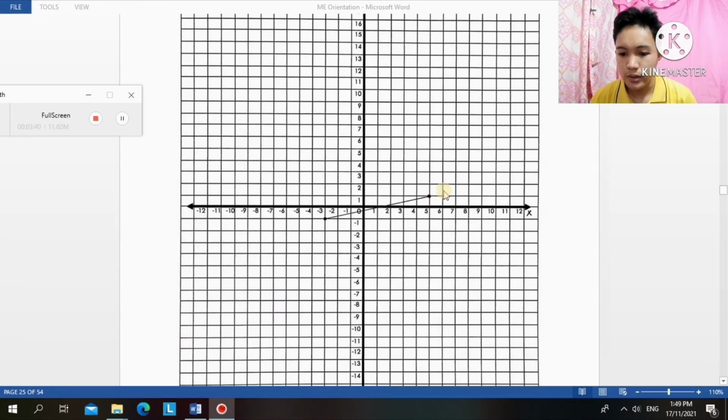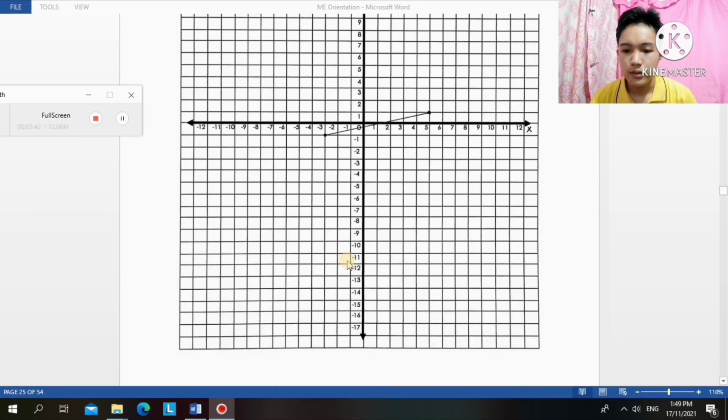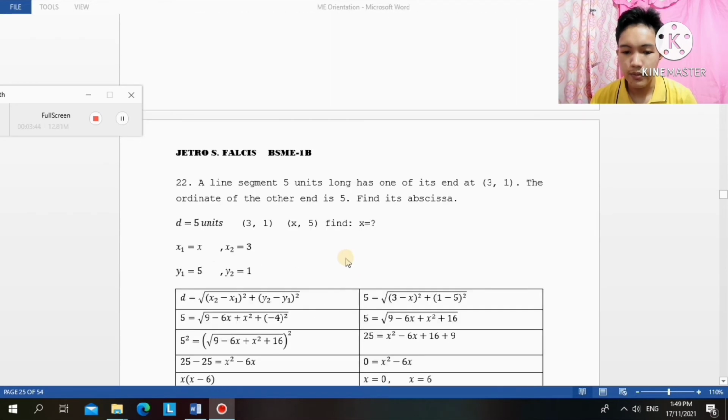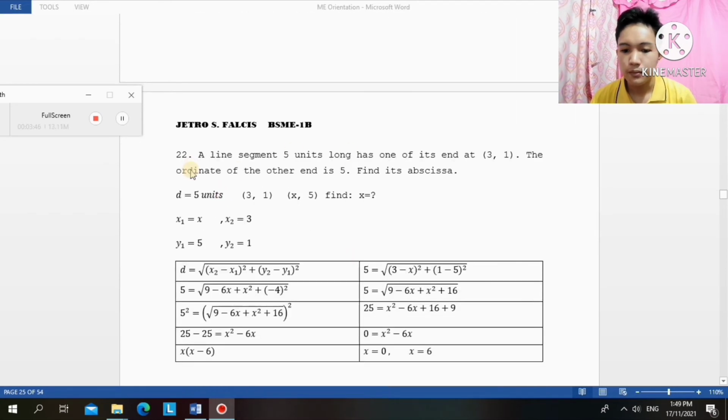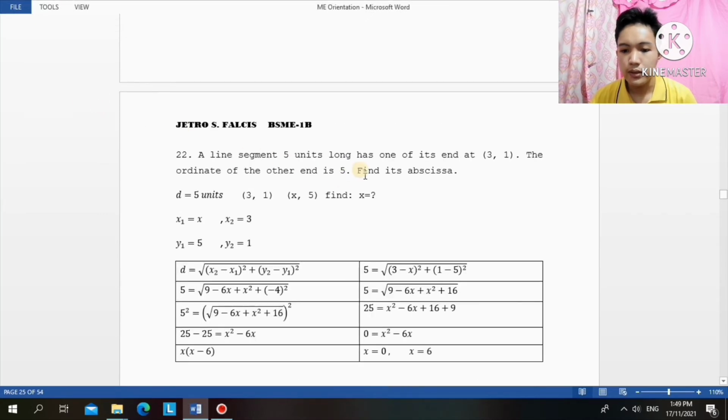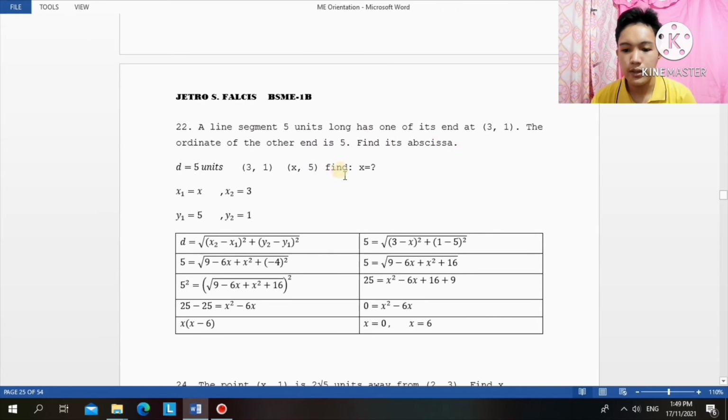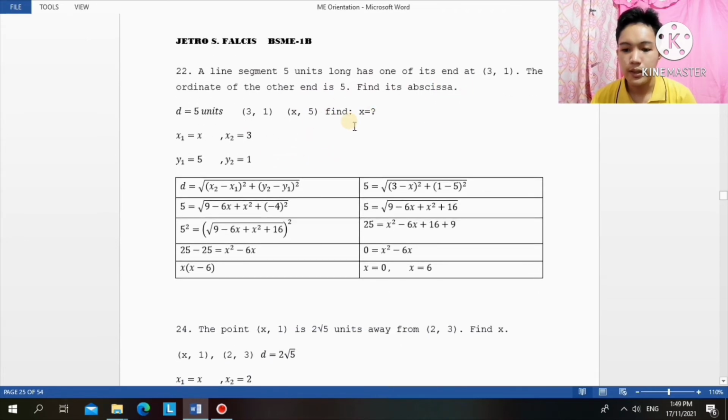So next problem, 22. A line segment 5 units long has one of its ends at (3, 1). The ordinate of the other end is 5, so find its abscissa. So the abscissa is unknown, or x is unknown.